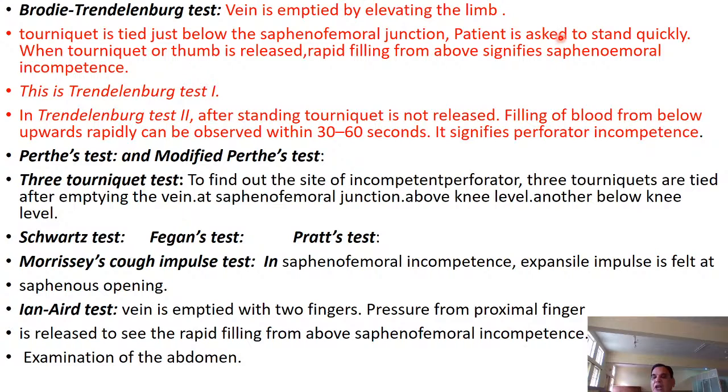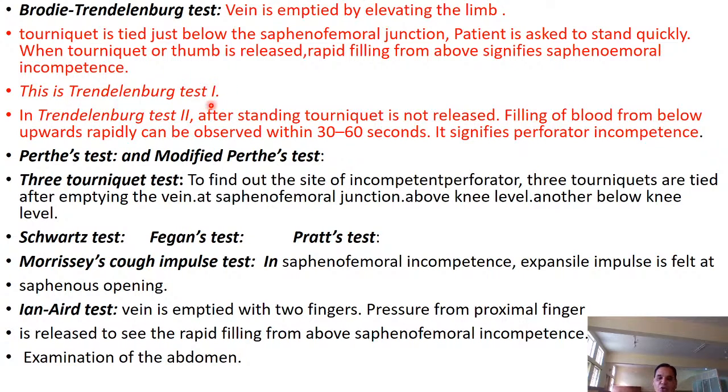Patient is asked to stand quickly, and when the tourniquet or thumb is released, there is rapid filling from above. Rapid filling from above signifies what? Spheno-femoral incompetence. This is test 1.